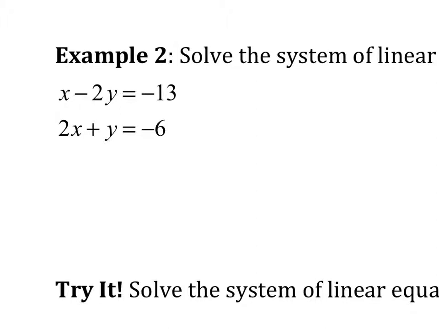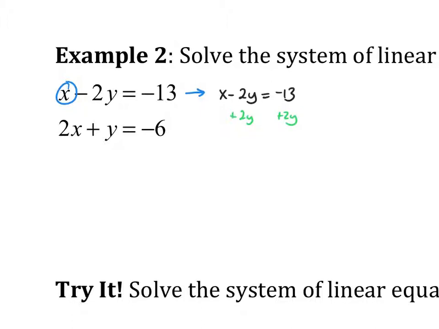So let's go ahead and let's see. If I choose to get this x by itself, then what happens is this. Let me just rewrite it over there. I get x minus 2y equals negative 13. So I need to add 2y to both sides.